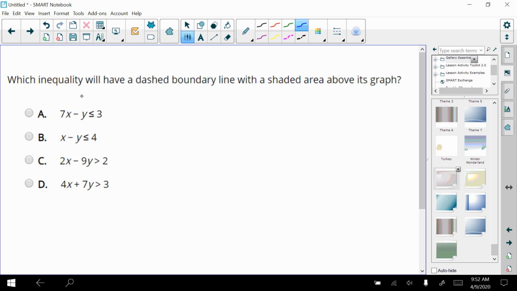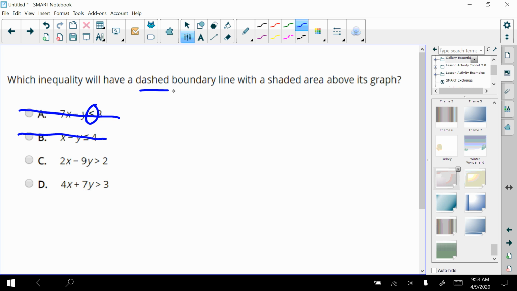If you look at part A, it has the inequality symbol with the line under it, so it's not going to be A at all. It's also not going to be B at all because it has the little line. I want a dashed line.